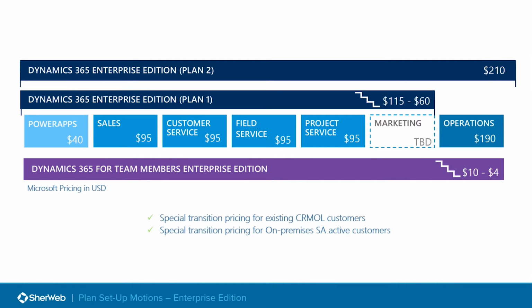For existing customers of this Dynamics tool, if you have existing customers of CRM Online, they can keep transitioning at their actual price until the end of the agreement. When the end of the agreement is there, they have a discounted transition price, okay? Same for on-premise SA. If you have an on-premise customer with an active SA who wants to go to Dynamics 365 online, there is transition pricing.